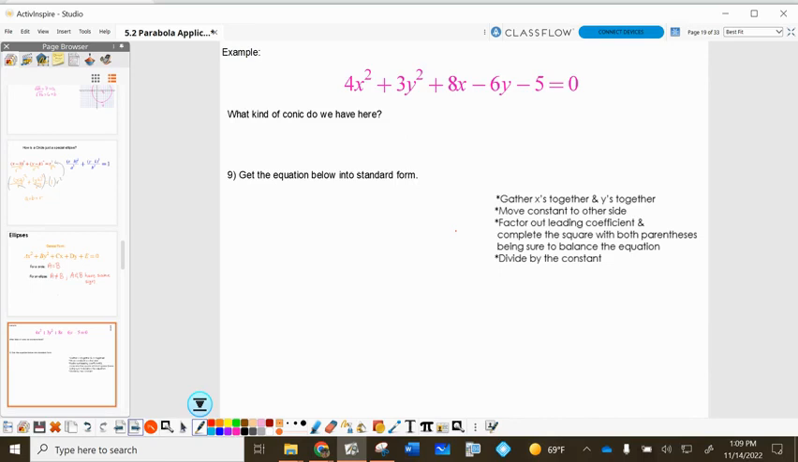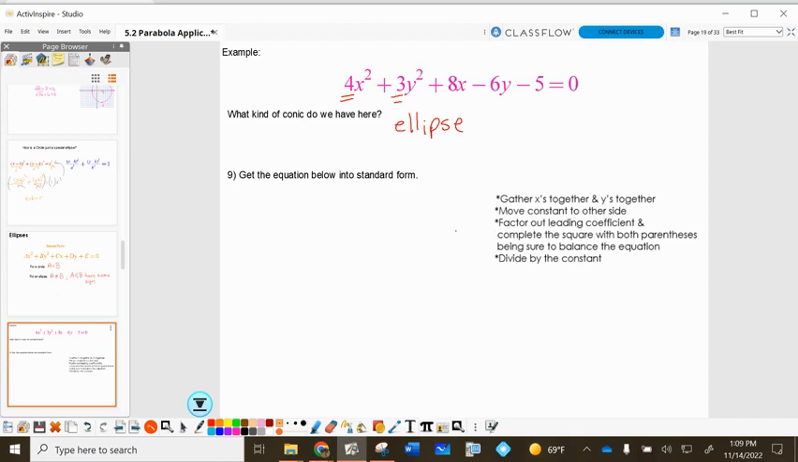So what kind of conic section do we have here? Well, when I look at my coefficient on my squared terms, they're not the same, so it's not a circle. They are both positive, so this is an ellipse. So I know it's an ellipse. Okay. They want us to get the equation in standard form.